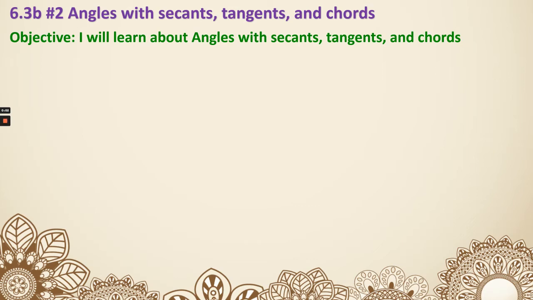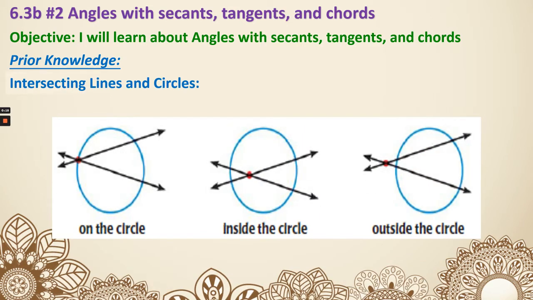Yao. Today we are going to learn more about angles with secants, tangents, and chords. First, a little bit of prior knowledge. We didn't exactly learn this, but you have seen these. How can we have intersecting lines with circles? First one, when the line is on the circle.